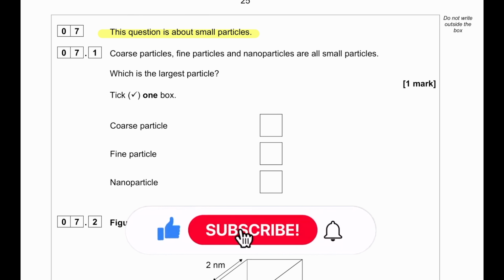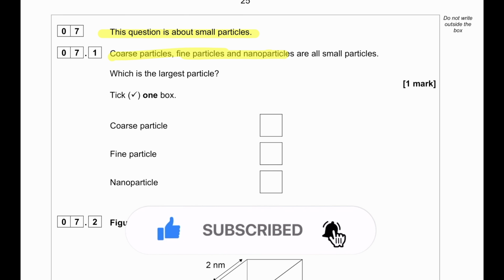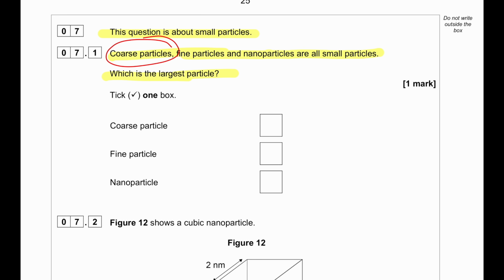This question is about small particles. Coarse particles, fine particles, and nanoparticles are all small particles. Which is the largest particle? Definitely coarse particle will be the largest particle.